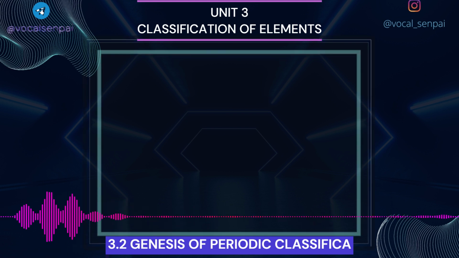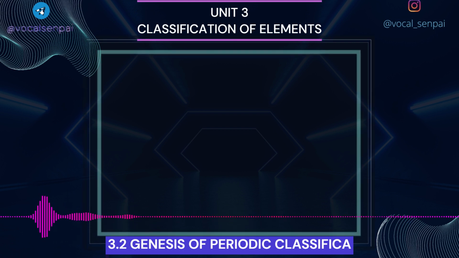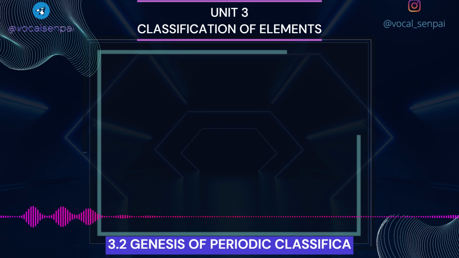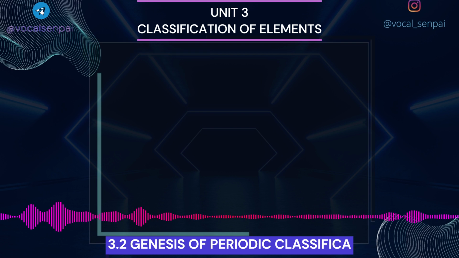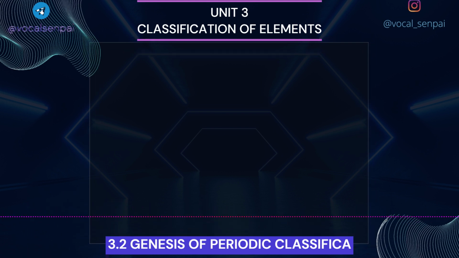The properties of the elements are a periodic function of their atomic weights. Mendeleev arranged elements in horizontal rows and vertical columns of a table in order of their increasing atomic weights in such a way that the elements with similar properties occupied the same vertical column or group.